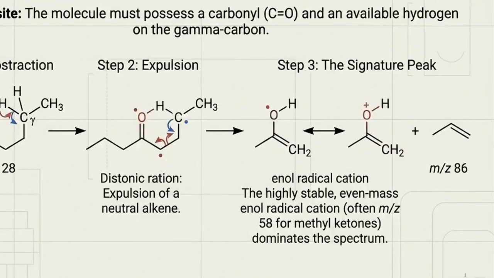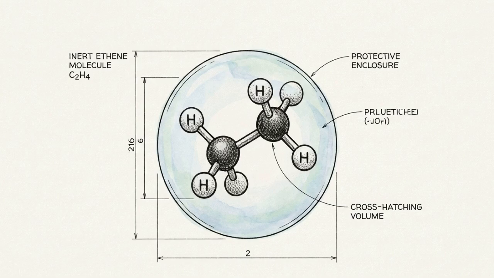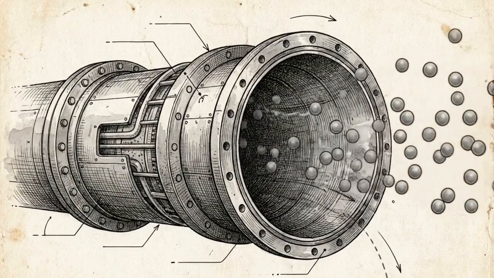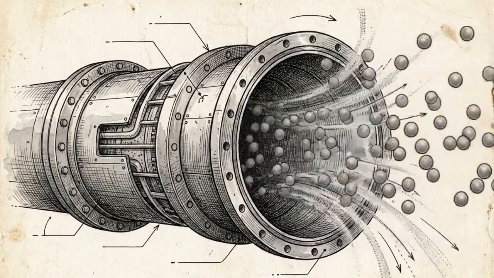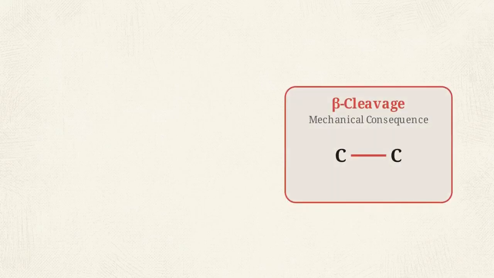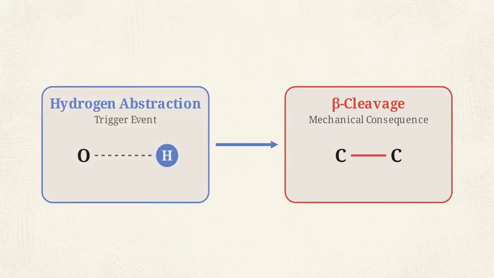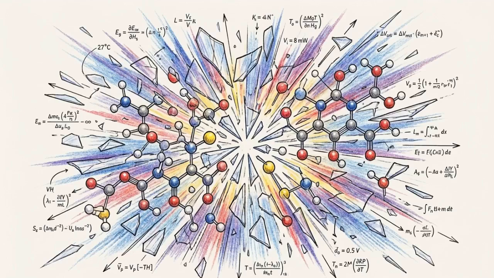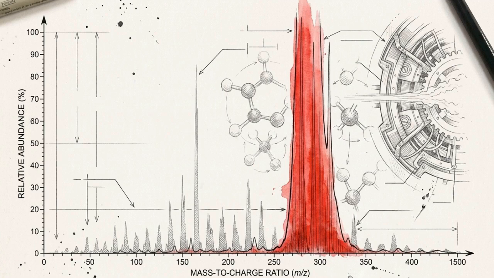The tail end of the original molecule has now broken free to form a molecule of ethene. Because all the single electrons have paired up during the cleavage, this expelled fragment carries no electrical charge. It is entirely neutral. Mass spectrometers can only manipulate and detect charged particles, so this neutral fragment is swept away by the vacuum pumps. The cleavage of the carbon framework at the beta position is the direct mechanical consequence of that initial hydrogen abstraction. A molecule in a mass spectrometer has dozens of ways it could break apart. Why does this specific mechanism outcompete simpler cleavages to create the massive base peak?